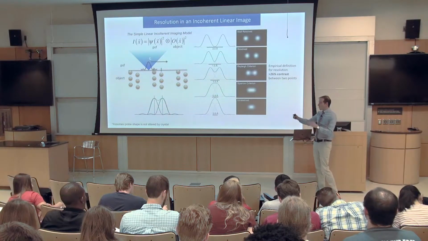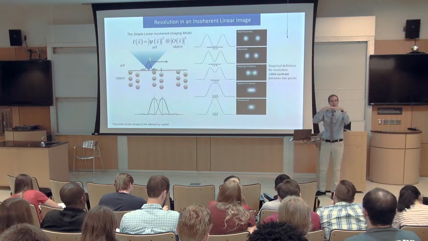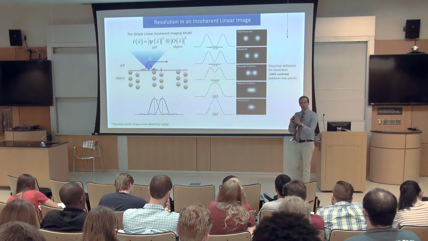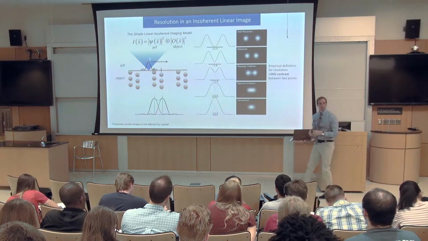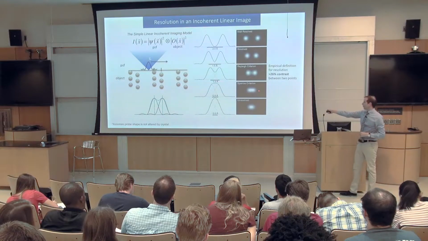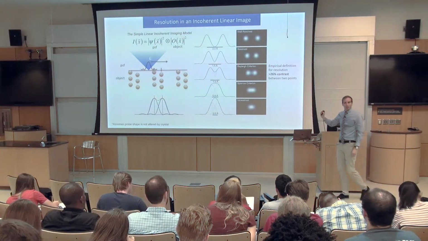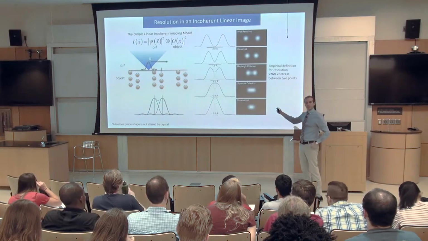You could continue bringing those atoms closer, and eventually that central minimum will flatten out. That's the Sparrow criterion. If you continue bringing them closer, you'll just have one single peak. So it's certainly unresolved at the Sparrow criterion, but the Rayleigh criterion is the best practical use for defining resolution.